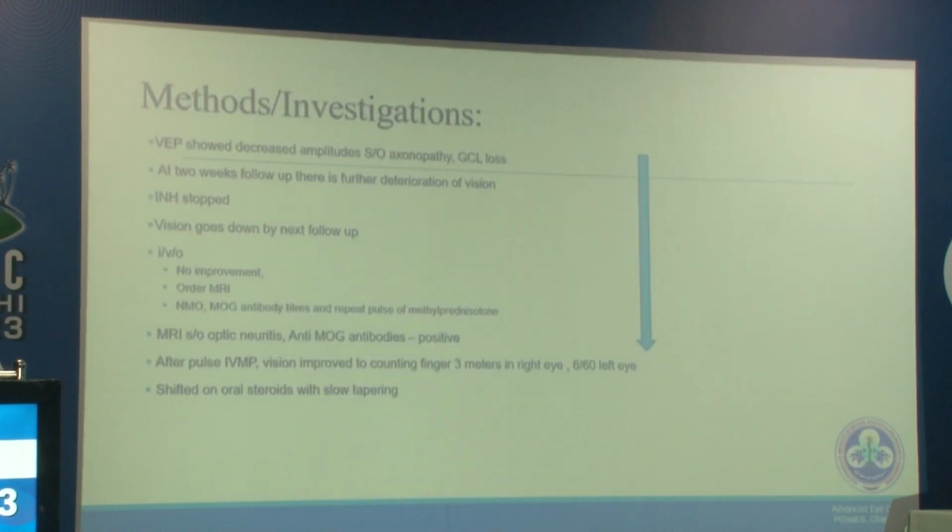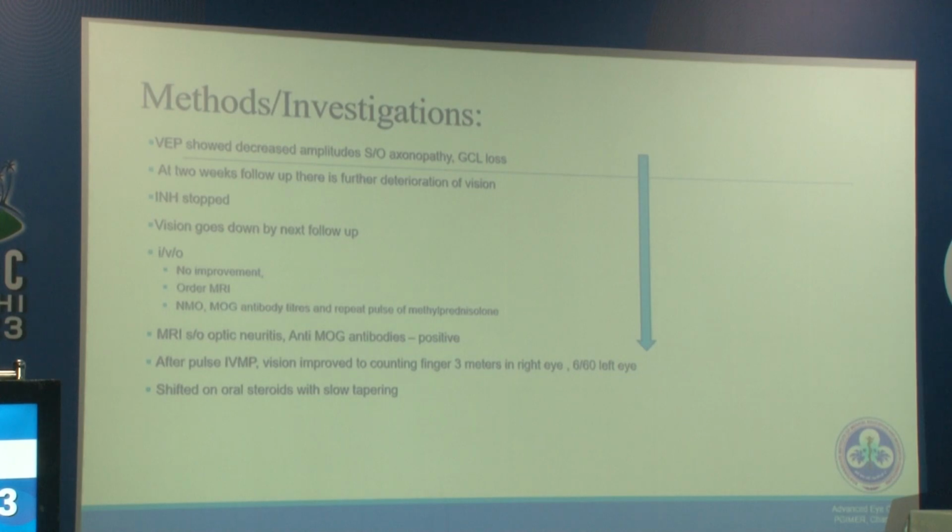So what happened further? We did the visual evoked potential, because again she was diagnosed with optic neuritis, but we stopped ethambutol considering the visual field and a gradual loss. When we did the visual evoked potential, we found a decreased amplitude. Now decreased amplitude goes in favor of an axonopathy, that is a mitochondrial dysfunction which the ethambutol strikes. An optic neuritis would have increased latency because it's a demyelination. So here again it favors an ethambutol toxicity, but there is GCL loss, which I'll just show you.